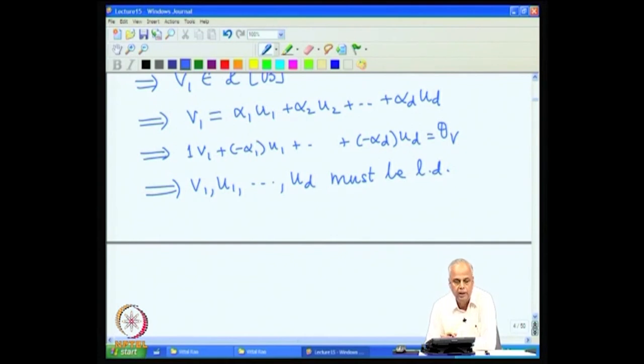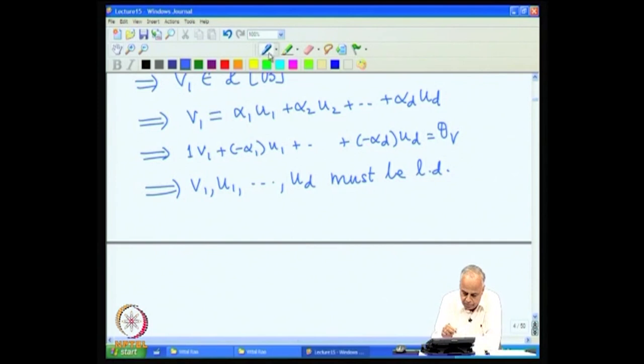We have seen that when we have a finite set of linearly dependent vectors, when we scan them from the left, we will hit a first vector which is a linear combination of the previous vectors. So, what we do is we scan from the left. v1 cannot be a linear combination of the previous ones. Therefore, there is a vector between u1 and ud. As we move, first we hit a vector which is a linear combination of the previous ones.